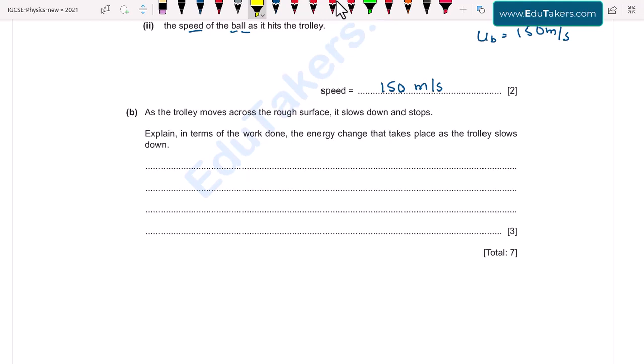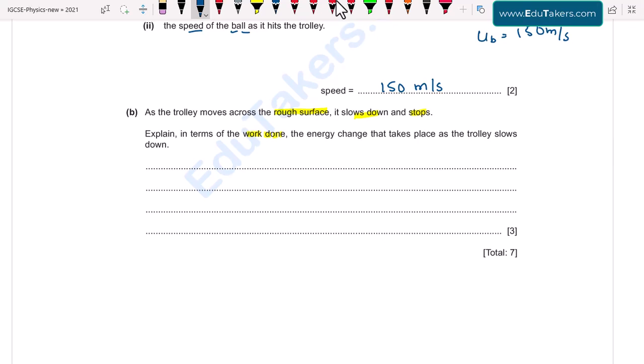Part B. As the trolley moves across the rough surface, it slows down and stops. Explain in terms of work done the energy change that takes place as the trolley slows down. So here we have to explain in terms of work in which form of energy is changed. So first of all, the surface is very rough, it is not smooth. So trolley has to do work against the frictional forces because there must be frictional force present here. So the trolley has to work against this frictional force, and to do this work it uses its kinetic energy, due to which its speed slows down.